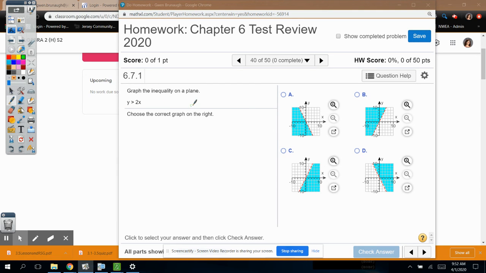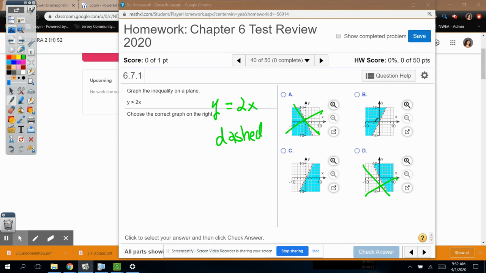Okay, first of all, graph this inequality. It's y is greater than 2x. First of all, you need to find which one has the graph of y equals 2x. And whatever one has a dashed line, and they all have dashed lines. So that's the first thing you can do. Y equals 2x is a positive sloped line. So this guy's out because it's negative slope. Could be those two, and this guy's out.